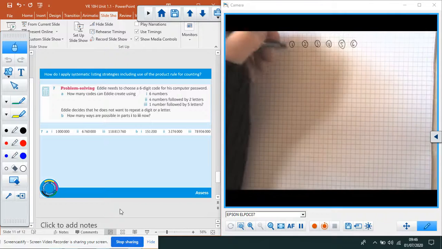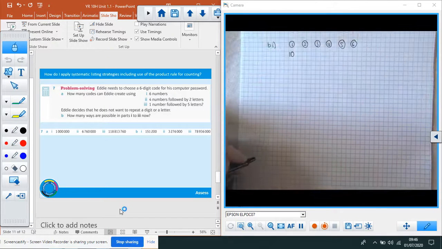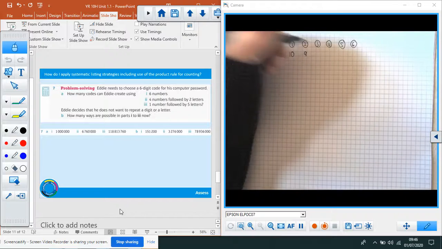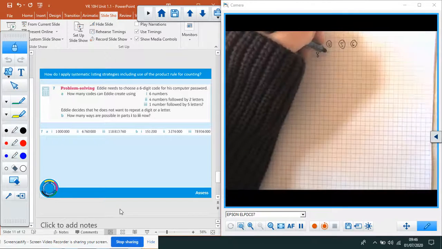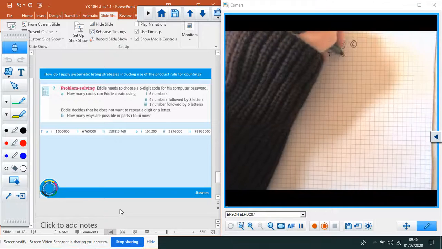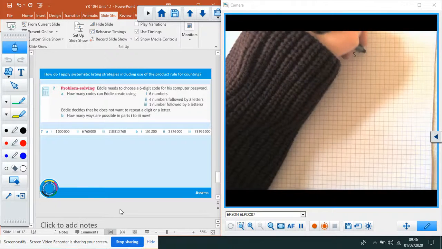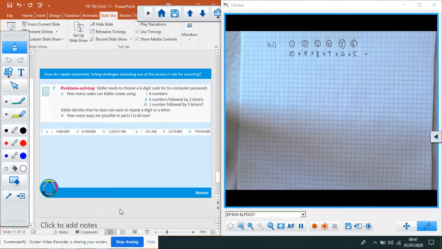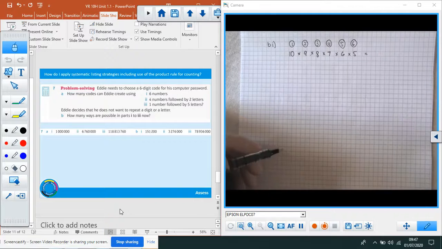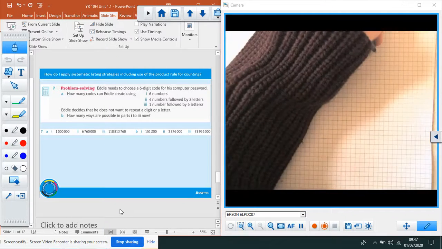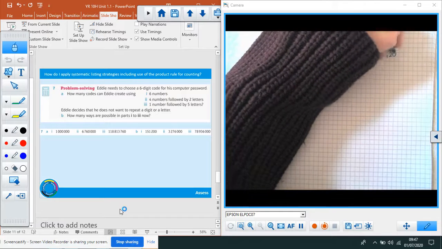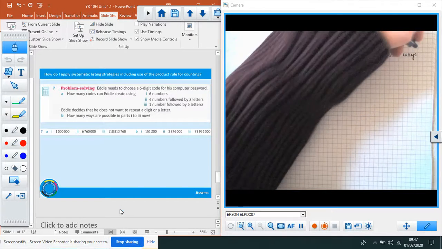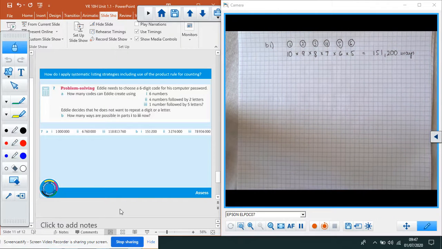So for the first digit, he's got 10 options. Then for the second, just 9. Then third, 8. Fourth, 7. Fifth, 6. And sixth, 5 options. Okay, so you need to multiply each of those together to find out how many different ways he can have his code for that. And that would be 151,200. Okay, because it descends each time because he can't repeat a digit.